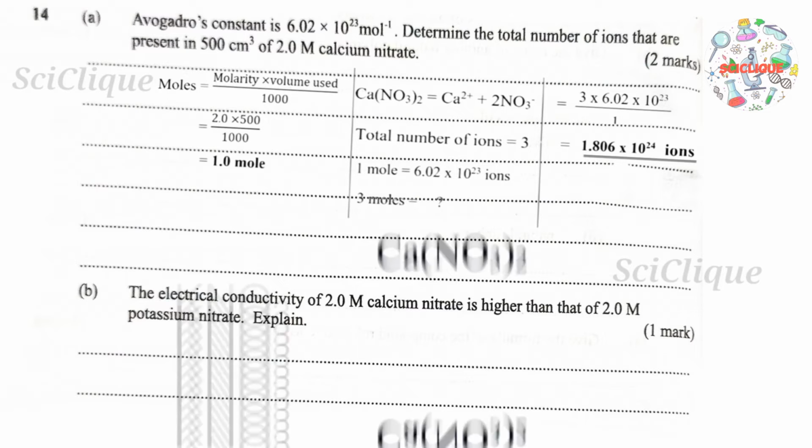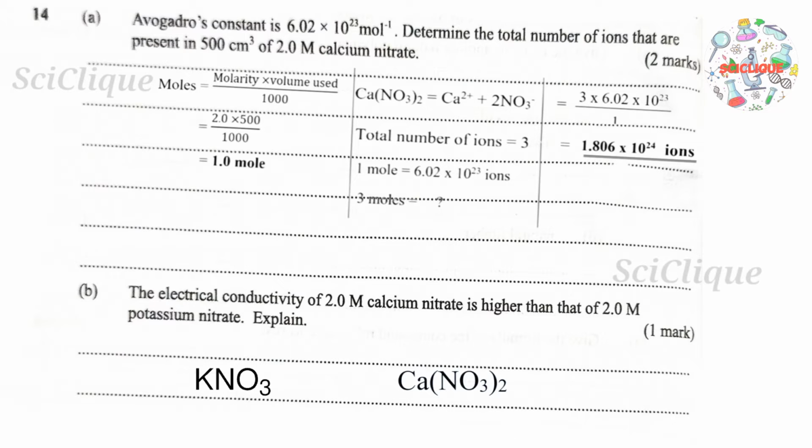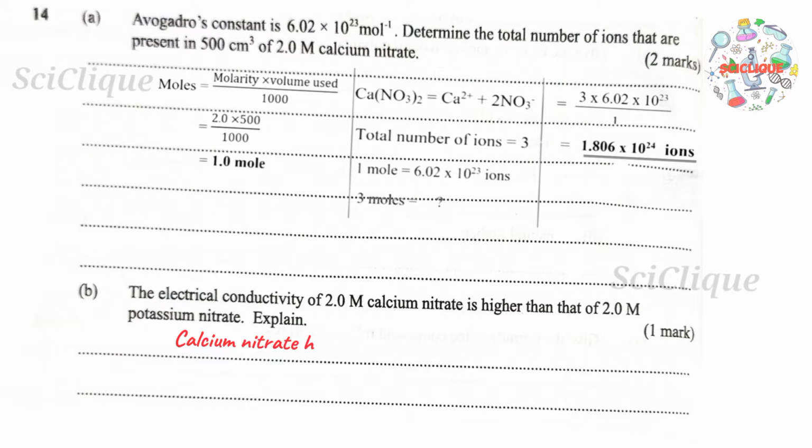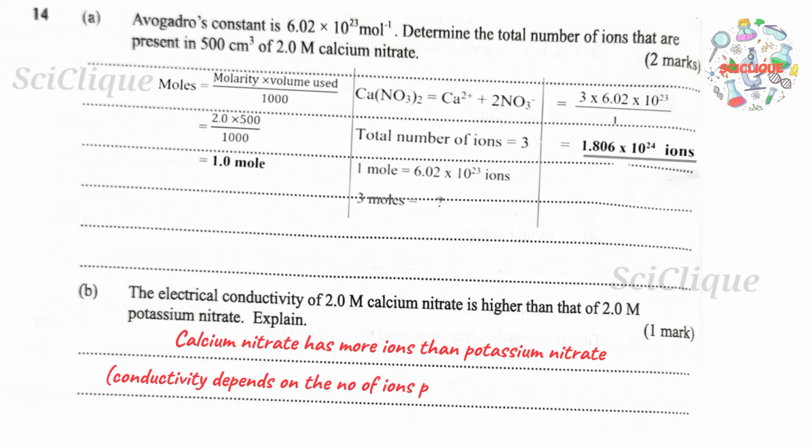Now, I want you to look at the chemical formulae of these two salts. You'll note that potassium nitrate has only 2 ions, 1 potassium ion and 1 nitrate ion. But calcium nitrate has 1 calcium ion and 2 nitrate ions, a total of 3 ions. The reason for this is the +2 charge of the calcium ions. So you'll end up having more ions in dissolved calcium nitrate than in potassium nitrate.